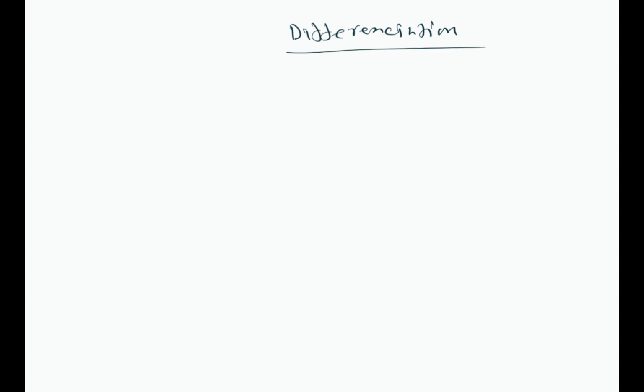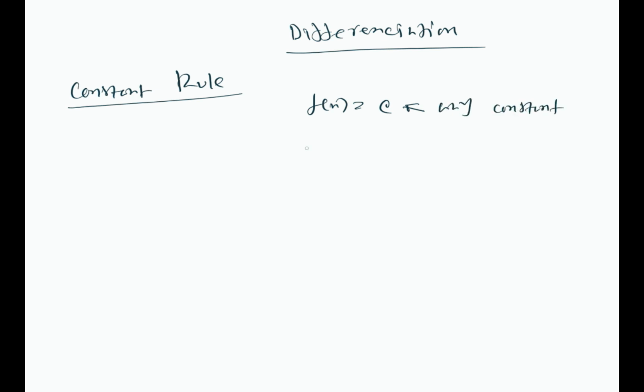So the first rule we can consider is the constant rule. According to the constant rule, the derivative of any constant is 0. So let's say we have a function f of x is equal to c, where c is any constant. So the derivative of this function, d/dx of c, or we can write it like d/dx of f of x, is equal to 0. Let's do some examples on this.